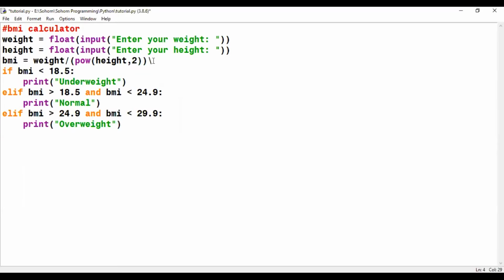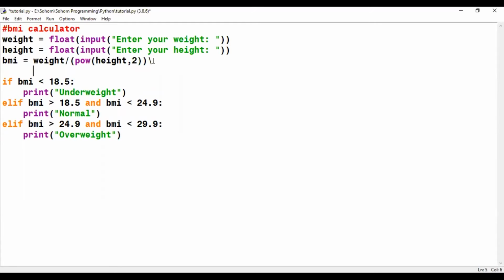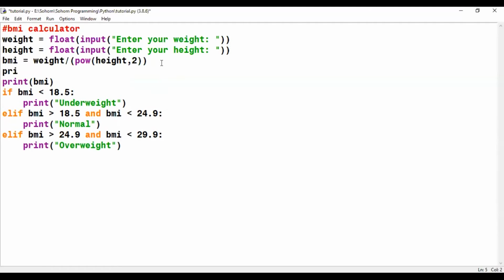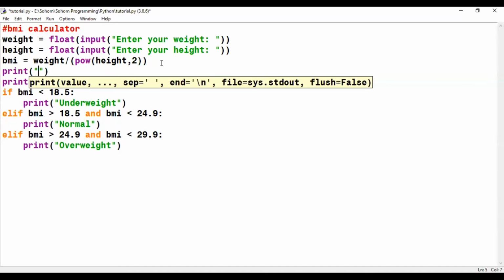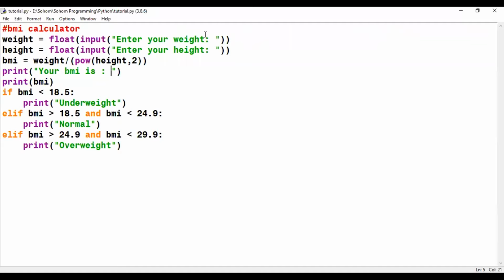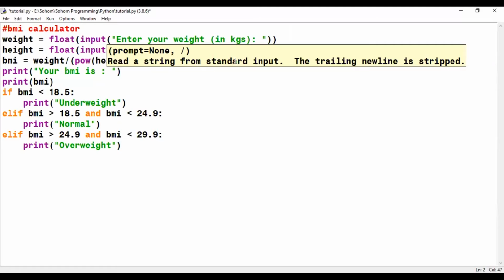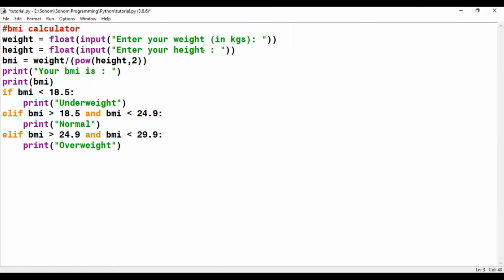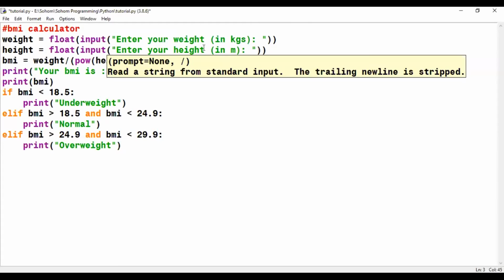At first I'm going to write print so that the person may know his BMI. So it will be print BMI. And I'm going to write a statement so that he understands. Print your BMI is, and after that, if I just print this one, I can rather specify this, enter your weight in kgs, and your height in meters.